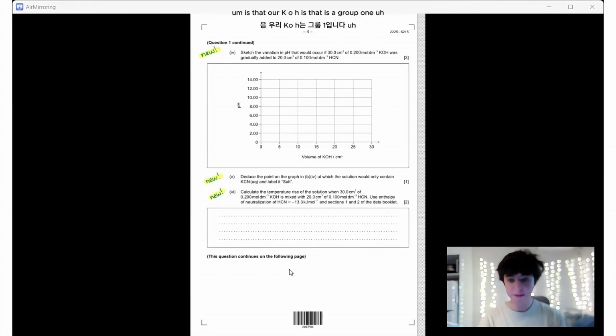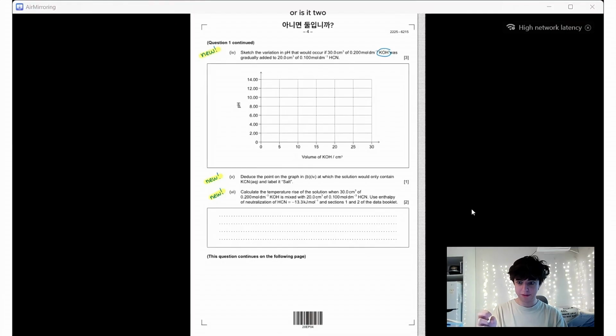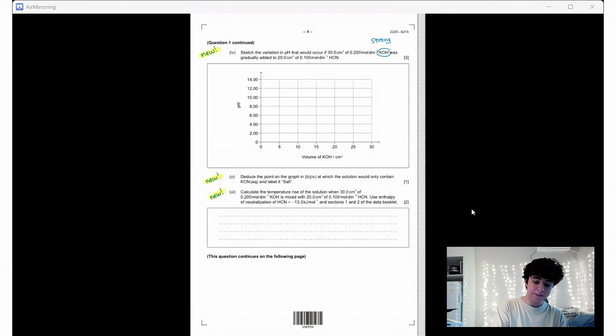I don't care. The first thing that I'm noticing here is that our KOH is a group 1, or is it 2? Group 1 hydroxide. And so that is going to be a strong base, and our HCN is a weak acid.